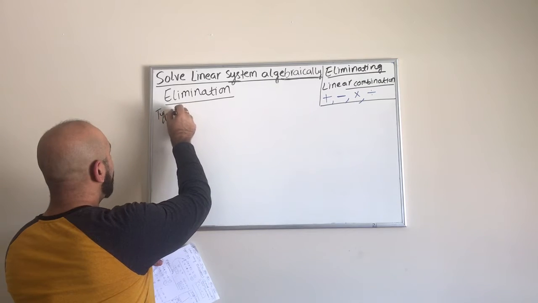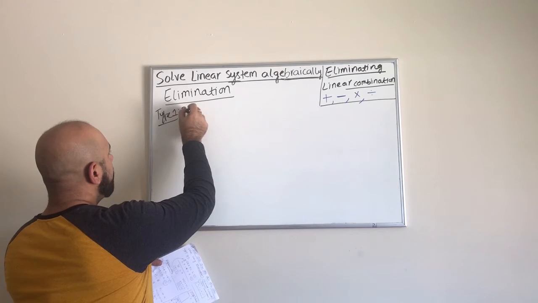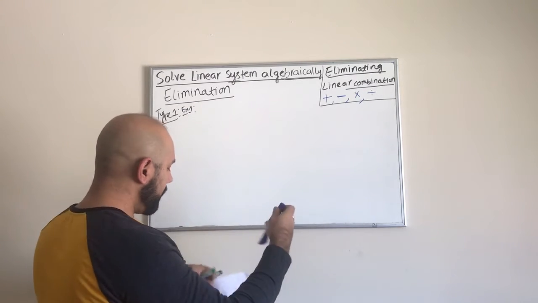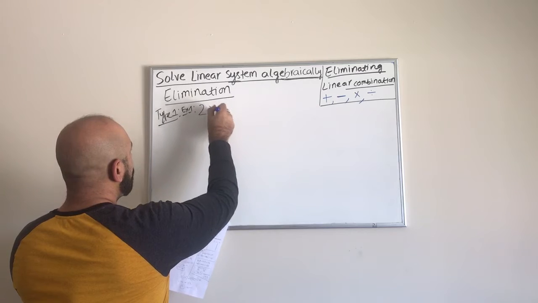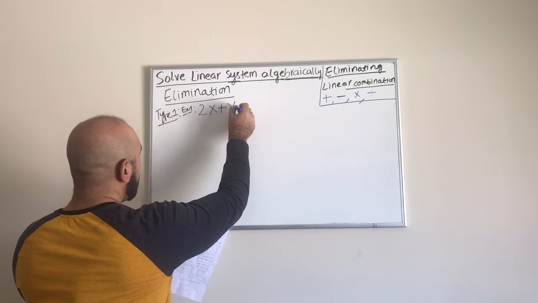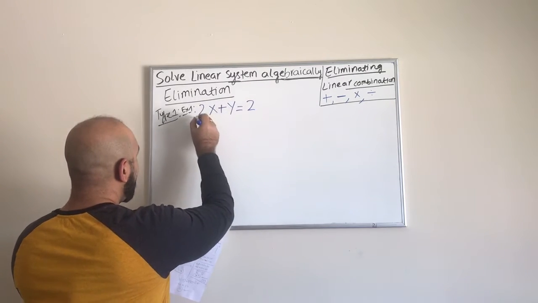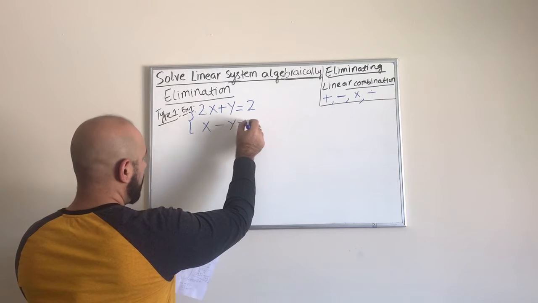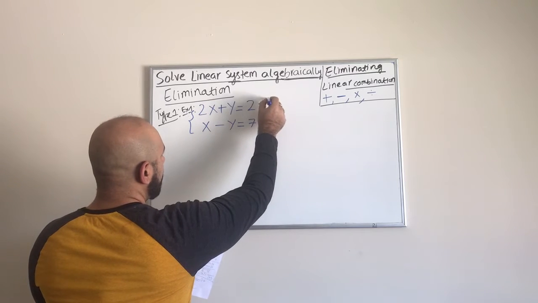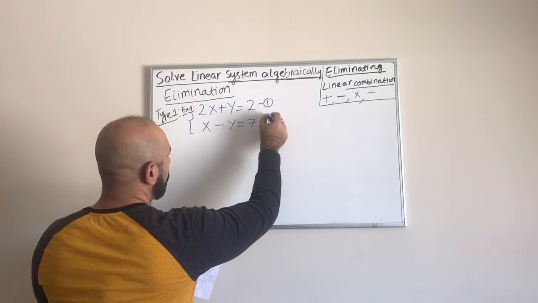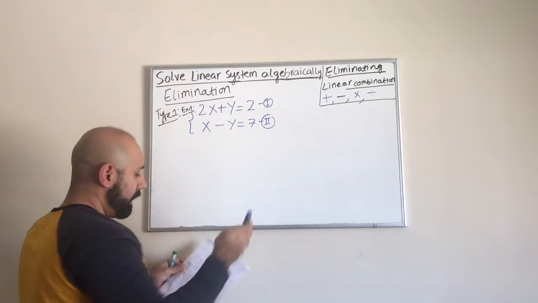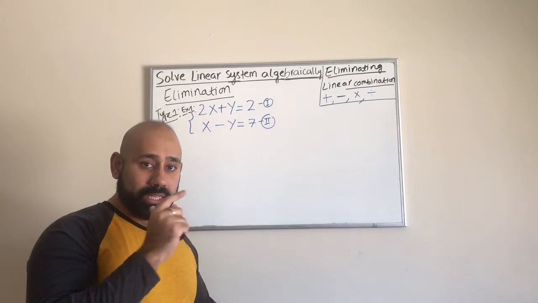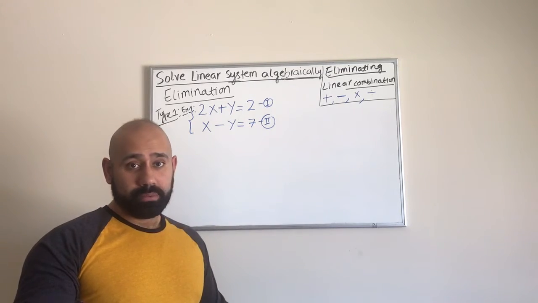So type 1, example 1, I have a system of equations which looks like this. I have 2x plus y equals to 2, and then I have another equation, because we are talking about system of equations, 7. Okay, so let's call this equation 1 and let us call this equation 2. Okay, guys, I must also mention the fact that you can solve something like this using the method of substitution.